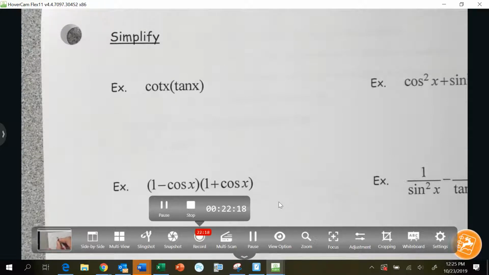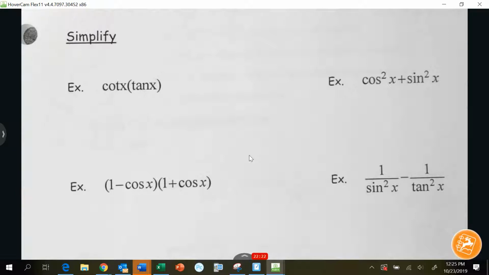Okay, so our example. All of these, with the exception, I think, of one of them in your assignment, are going to go down to one value or one trigonometric ratio. So we're going to simplify it as far as we can so it's down to one thing. I think there's one in our homework that doesn't simplify to one thing.